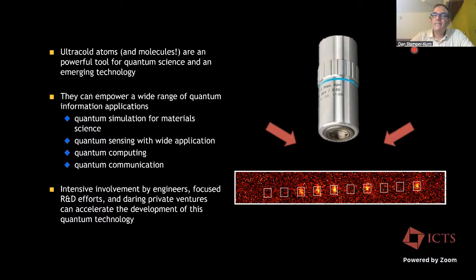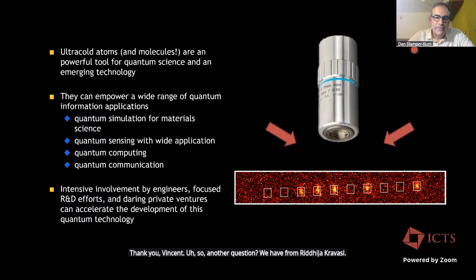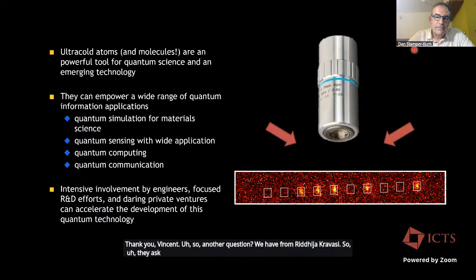Okay, thank you, Vincent. So another question we have is from Riddhi Chakrabarti. They ask, your slide on resolving gravitational redshift at millimeter scales was striking. What is the actual limiting noise source at that precision? Is it quantum noise, thermal fluctuations, or something else entirely?